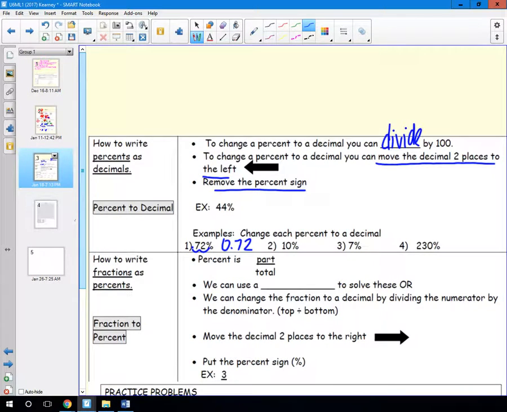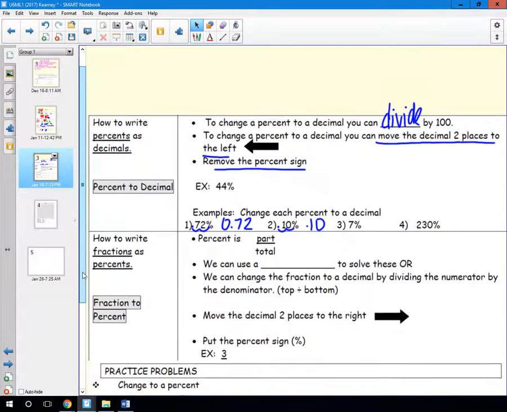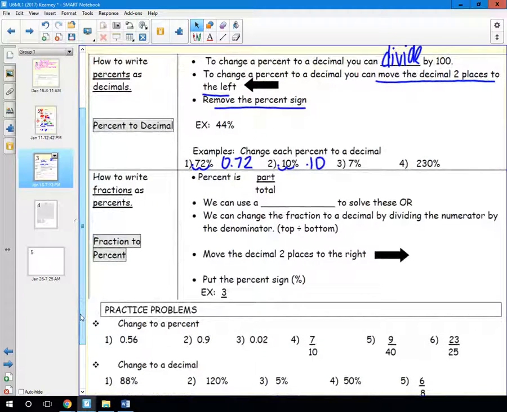Okay? Next one. My decimal's at the end. I want to get rid of that percentage sign, so I'm going to move it 2 places to the left and drop that percentage sign. Okay? And you can come back to those practice problems in just a few minutes.